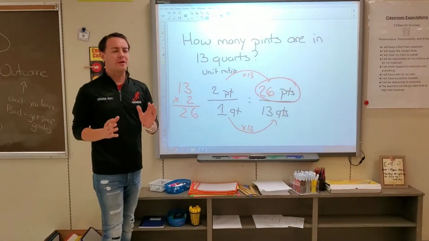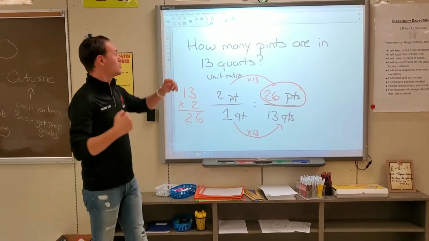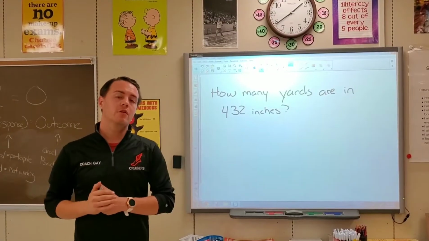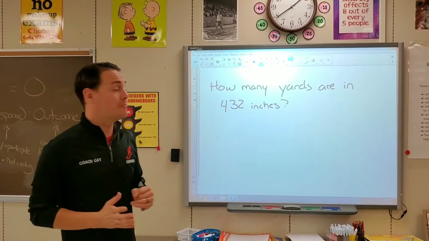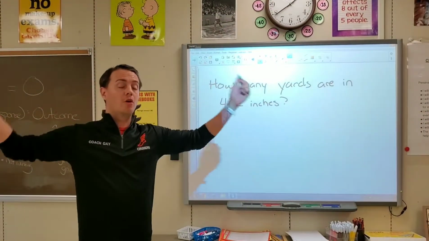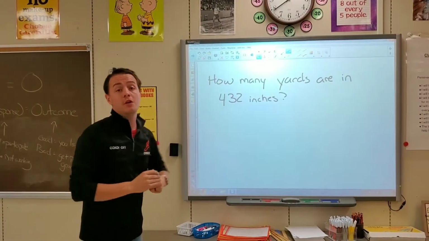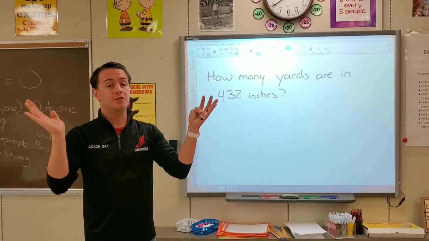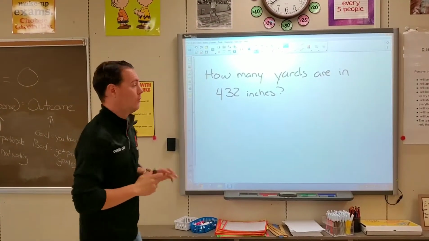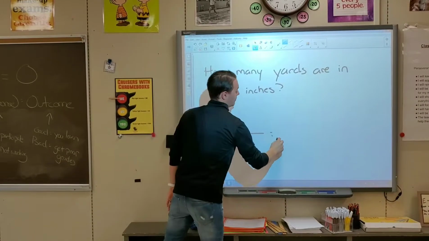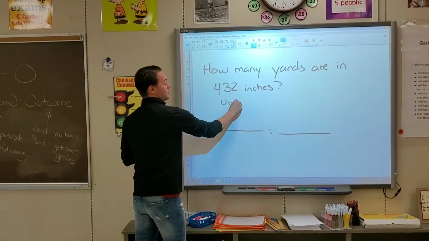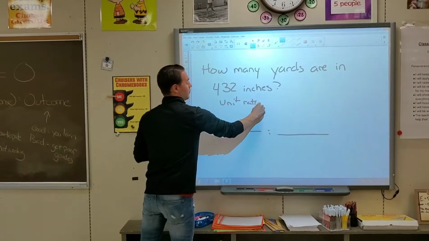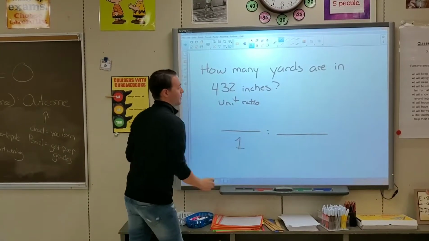Let's actually go from a smaller unit to a larger unit. So now we're going to be looking at a question that's going to have us go from a smaller unit of measurement, inches, to a larger unit measurement of yards. So actually this time I should get a smaller number. So let's again set up my proportion. Once again, I need my unit ratio. So when I do that, always have a denominator of 1.